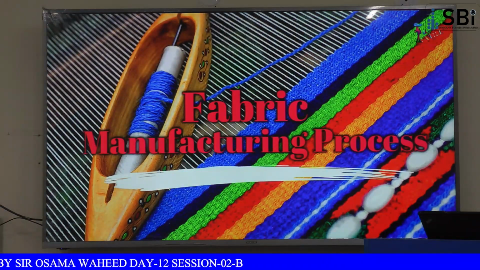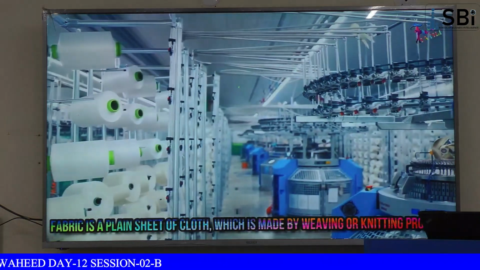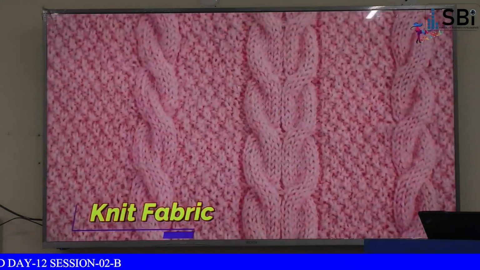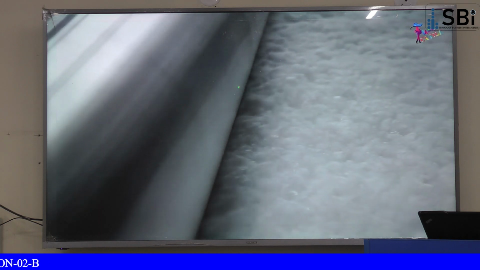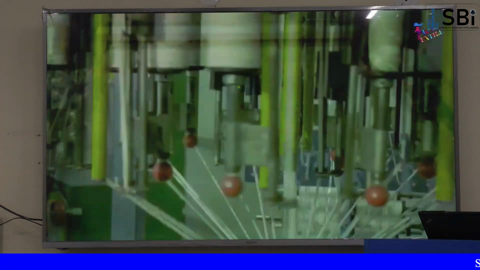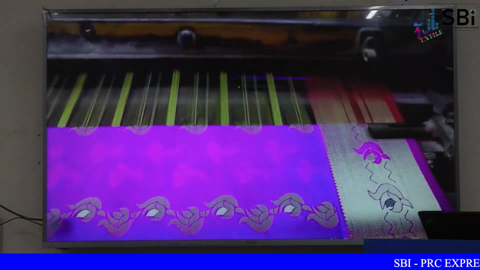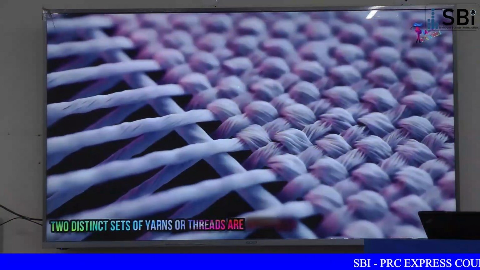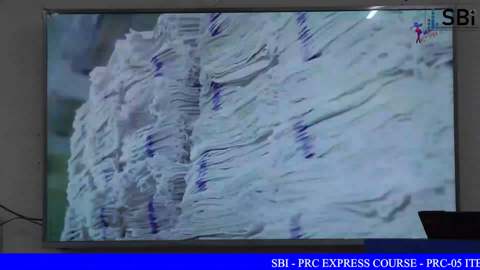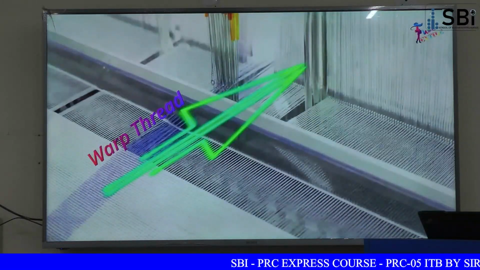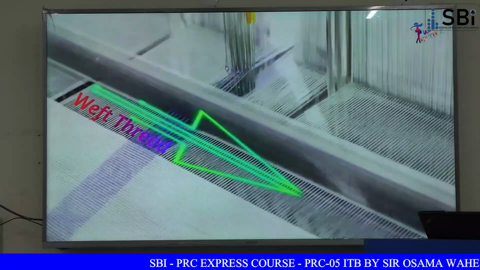Fabric manufacturing. Fabric is a plain sheet of cloth which is made by weaving or knitting process. Most fabrics are knitted or woven, but some are produced by non-woven processes such as braiding, felting, twisting, etc. Weaving process. In weaving, two distinct sets of yarns or threads are interlaced at right angles to form a fabric or cloth. The lengthwise threads are called the warp, and the widthwise threads are the weft or filling.